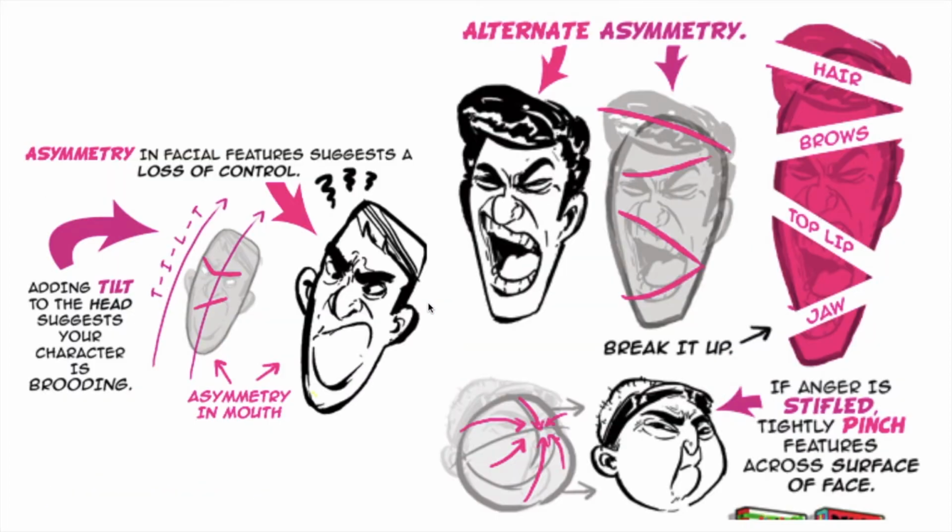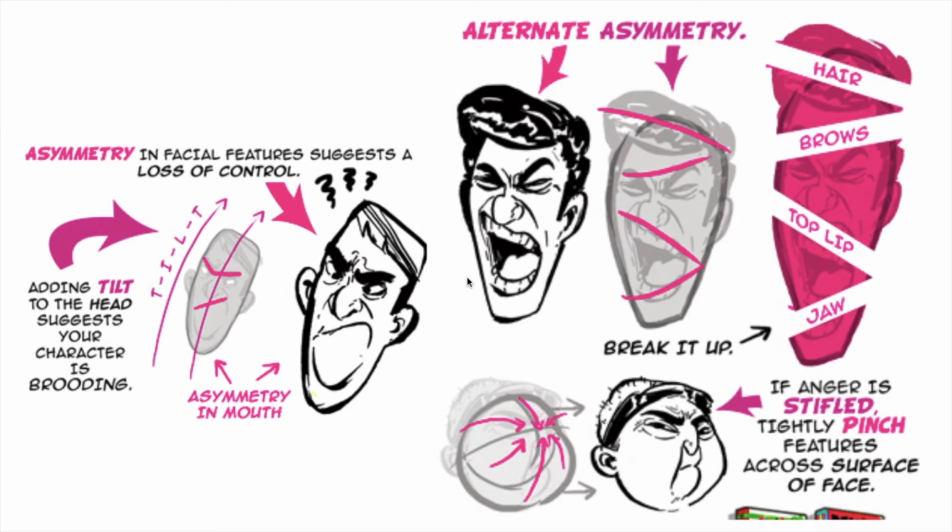To make someone look even angrier, allow the features of the face to be asymmetrical, so not really even. It suggests that they're getting out of control. They're not controlling their face as much because they're getting really angry. So notice over here the mouth goes up over here and down over there, and then the eyebrows are up over here, down over there. Same with over here. The eyebrows up over here, down over there. It's asymmetrical. It really makes the person seem very angry.